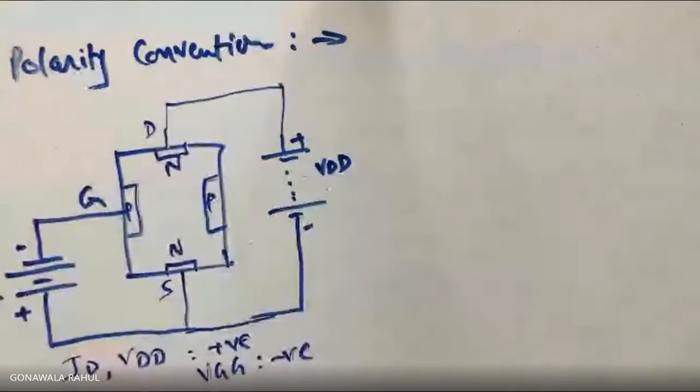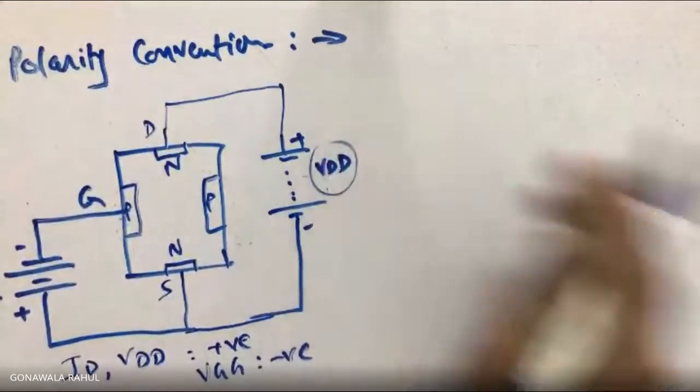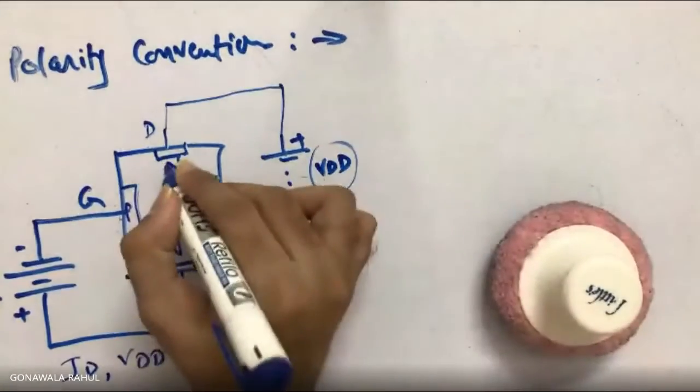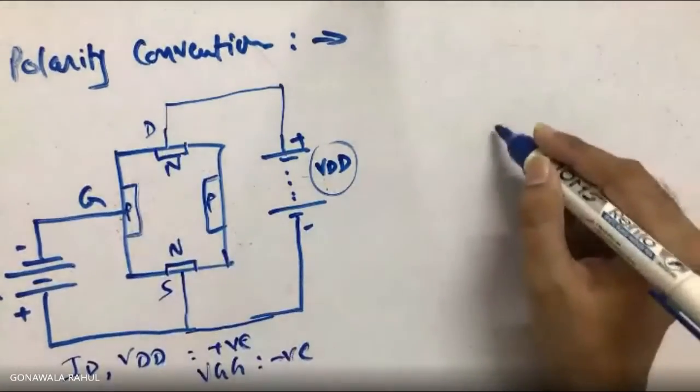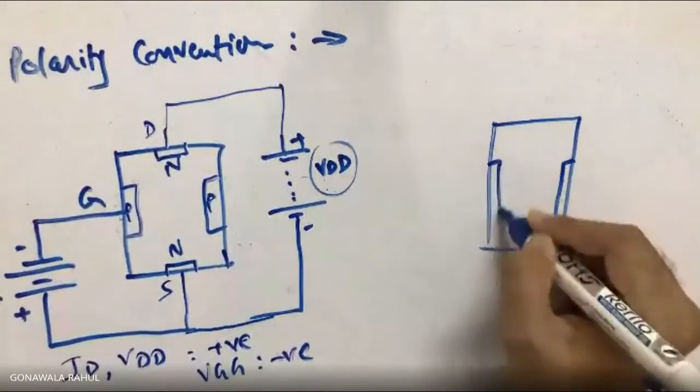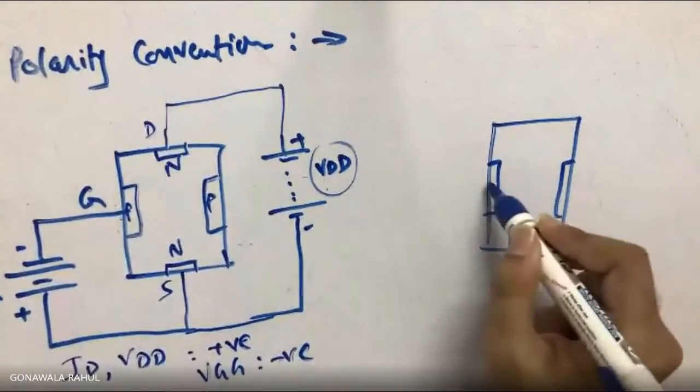VGG is negative. For P channel, this VDD will be reversed. For P channel, I draw it again here so that you can have clarity and you can compare also.